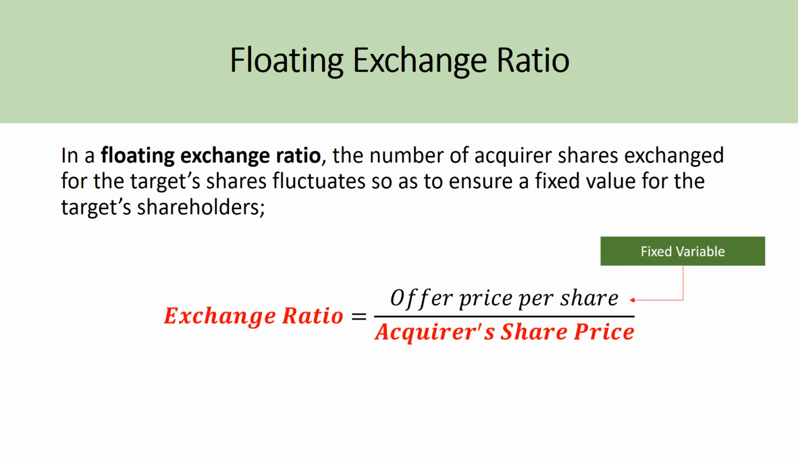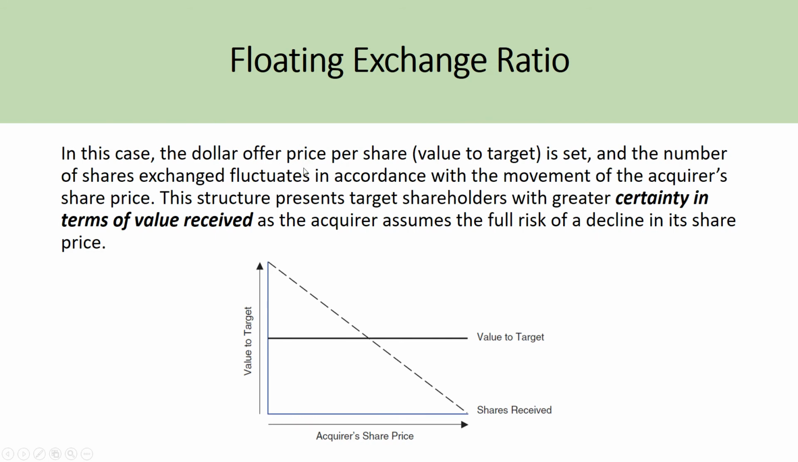So in a fixed exchange ratio, if the acquired share price changes, then the value of the deal changes. In a floating exchange ratio, the value of the deal does not change, and therefore the offer price is really fixed, right? And so that's why a floating exchange ratio is also referred to as a fixed price. Okay. And so in this case, the dollar offer price per share, the value to the target, is set, it is fixed, and the number of shares exchanged fluctuates in accordance with the movement of the acquired share price. This structure presents target shareholders with greater certainty in terms of value received, as the acquirer assumes the full risk of a decline in its share price.